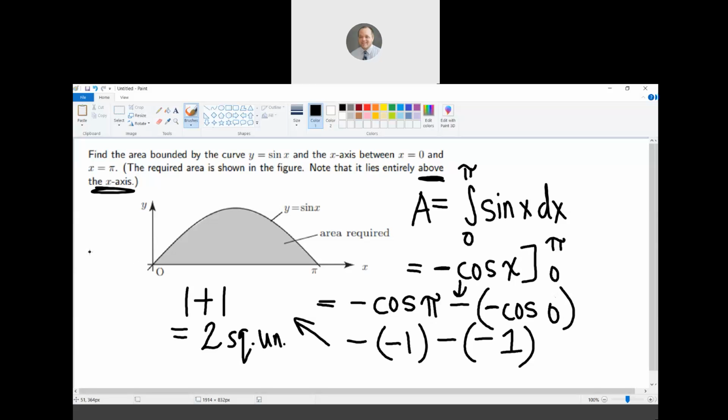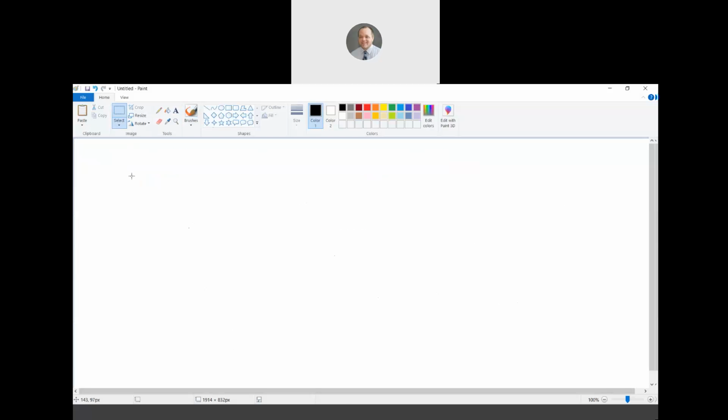Are there any questions about finding the area under a curve that is bounded by the x-axis? Well, what if you have two curves and you need to find the area between them? So let me give you a little background information and also a specific formula that we'll be using.